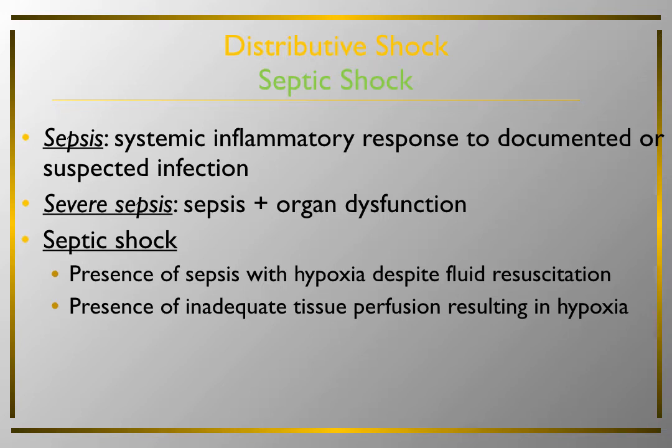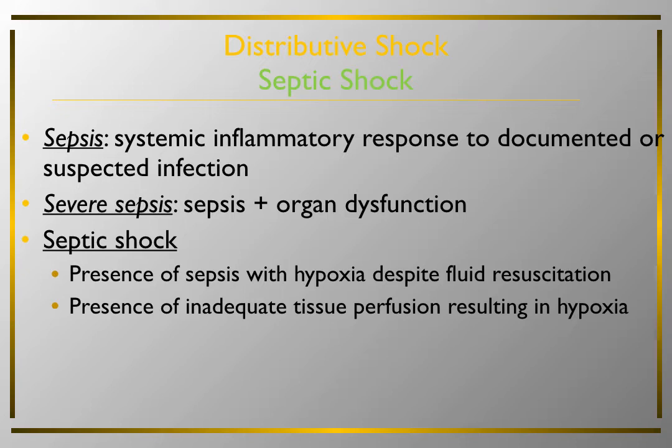So another distributive shock is sepsis, which is a systemic inflammatory response to a documented or suspected infection. Now, the main organisms that cause sepsis are usually gram-negative and gram-positive bacteria. Maybe parasites, fungi, and viruses can also cause the development of sepsis as well as septic shock. In as many as 10 to 13 or 30% of patients with sepsis, the causative organism is not identified.